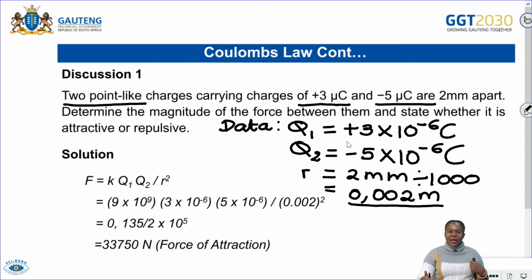Remember, read the statement in full, write the data that you have. What is it that is provided to you? Is it in the correct SI unit? If it's not, then change it to the correct SI unit. Then you can start using your formula, your substitution, and your answer. Looking at the nature of your charges, you can tell whether the force that will exist between these two charges will be a force of attraction or a force of what? Of repulsion.